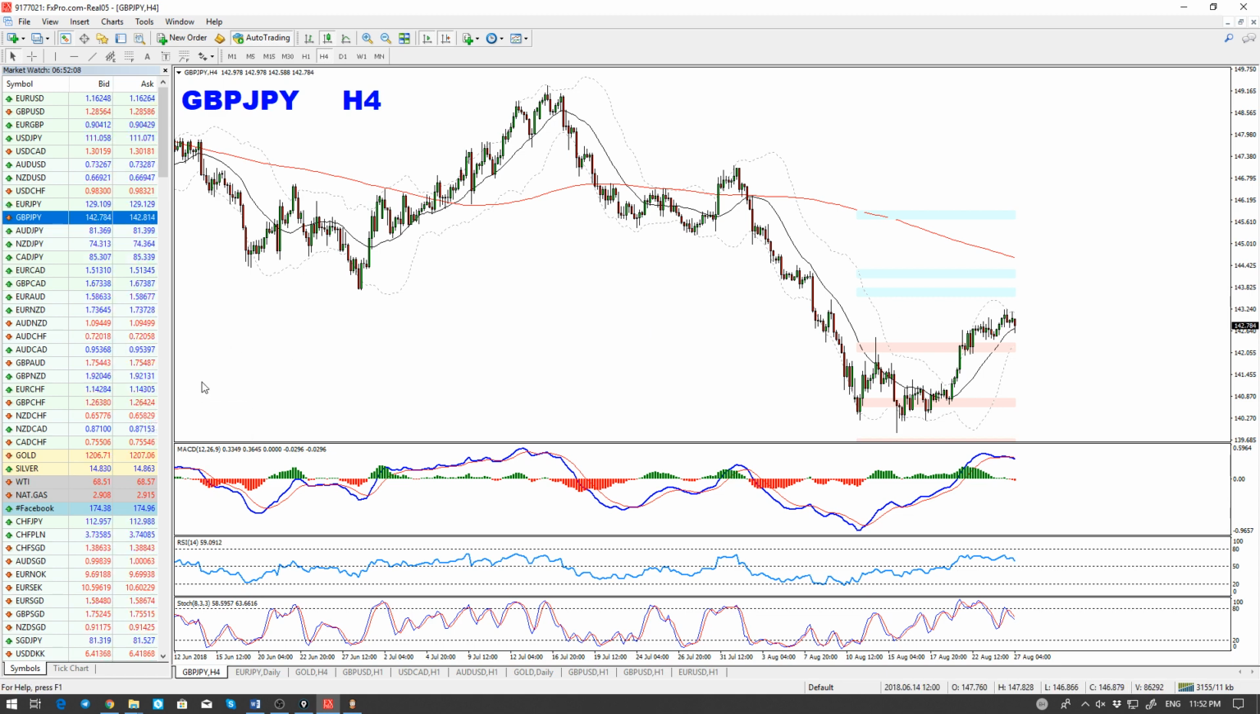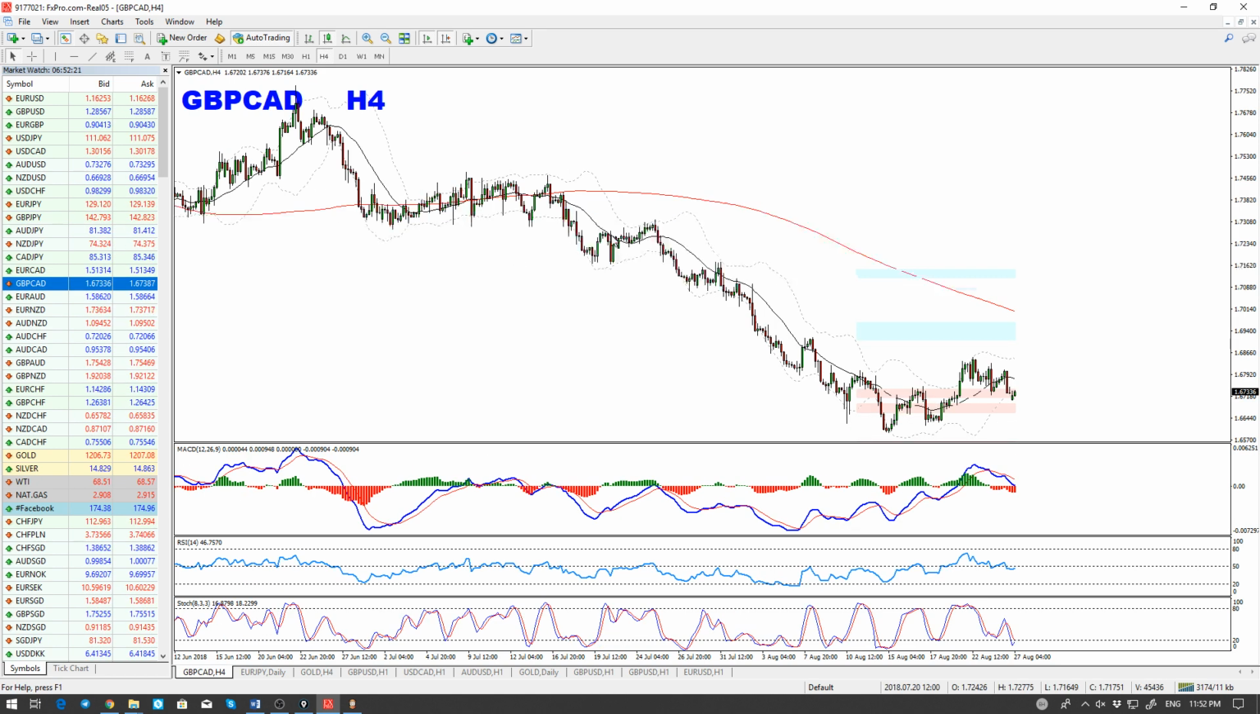By the way, pound yen is not on my favorites. It doesn't have cycles. The divergences are not the best forming, so I would wait for something clearer. Pound versus the Canadian is the next pair on the list.